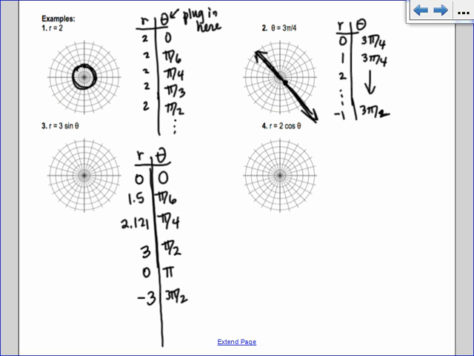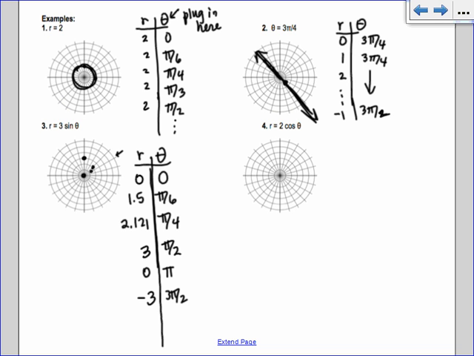All right, so as I plot this out, I get 0, 0. And then along the pi over 6 line, so along this line right here, I go out 1.5. So 1.5 is going to be like right there. And then along the pi over 4 line, I go out 2 point something, so a little bit more than 2. And along the pi over 2, I go out 3. 1, 2, 3. And then I go out 0 along the pi line, and -3 along the 3 pi over 2. That puts me back here.